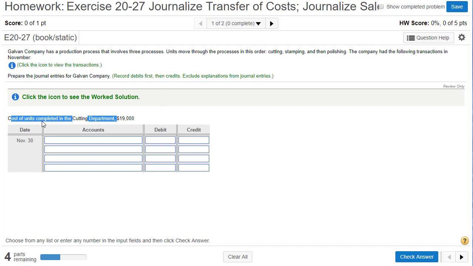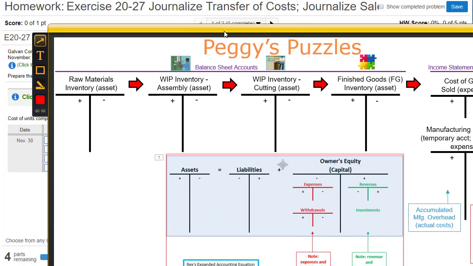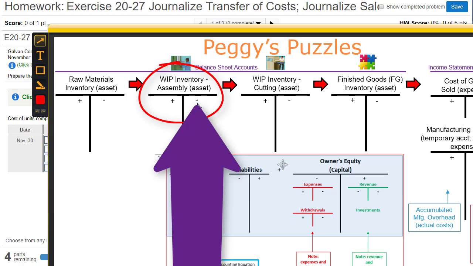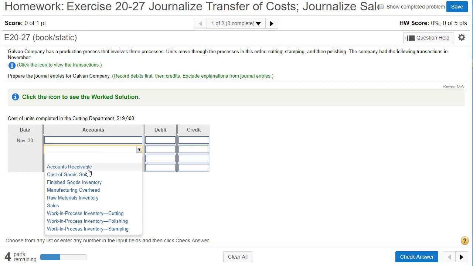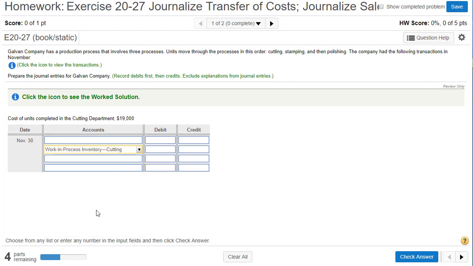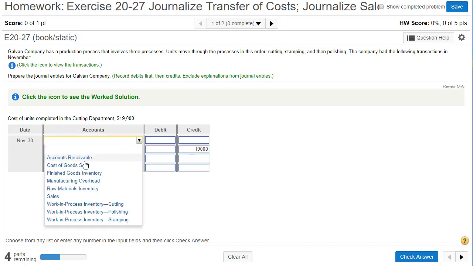First, we're going to journalize the cost of units completed in the cutting department. If they're completed in the cutting department, that means they're leaving the cutting department. How do costs leave a work in process inventory account like this? They leave by crediting, by lowering the account. So the cutting department is a credit. I'm just going to skip the debit account, go to cutting. The credit is $19,000. And where are they going? Well, we have to know the order. The order is cutting, then stamping. So they're going to go to the stamping process.